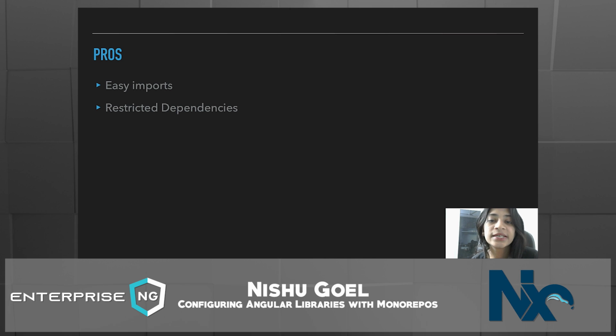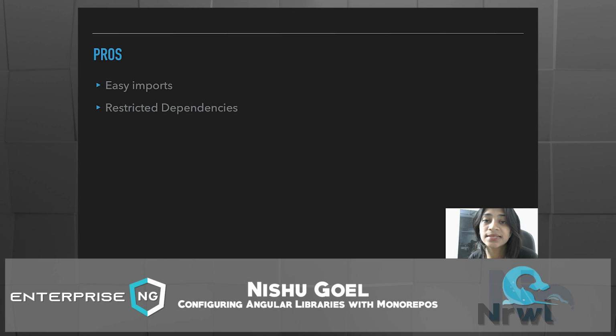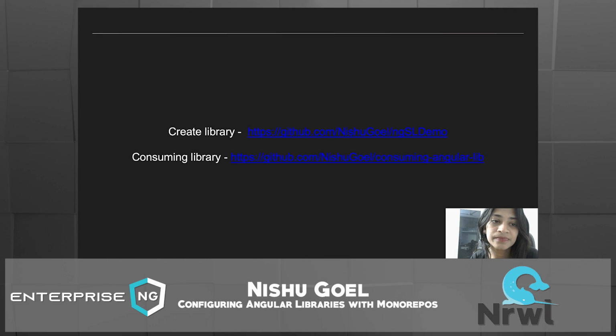The other great advantage of using NX for your libraries inside one workspace is that you would have restricted dependencies. What this means is that, for example, you have an application and you want to import the functionality from library A and library B, but you want to restrict any feature from library C. You could do that. That's about restricting dependencies using NX. And this brings me to the end of how NX helps us build libraries and provide them inside a single workspace, hierarchically.